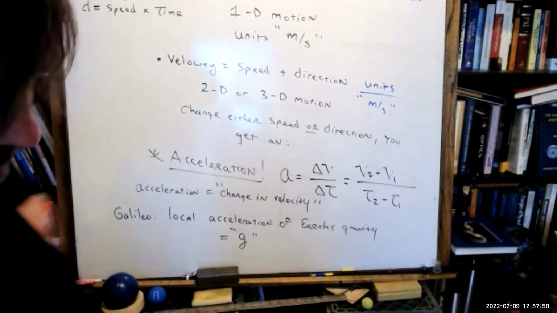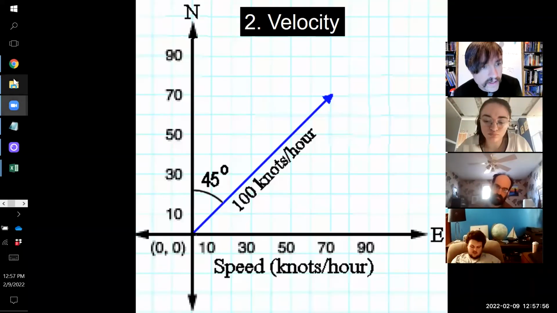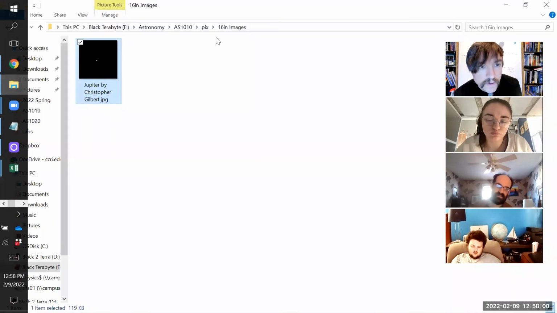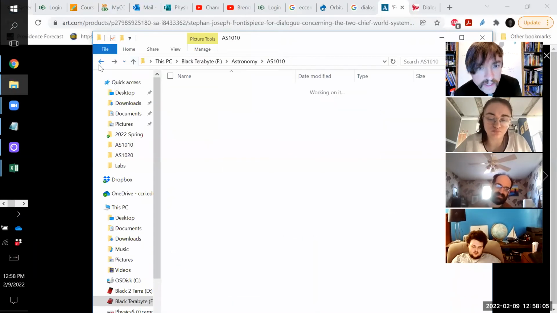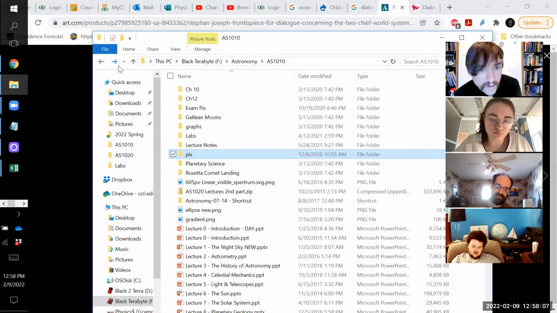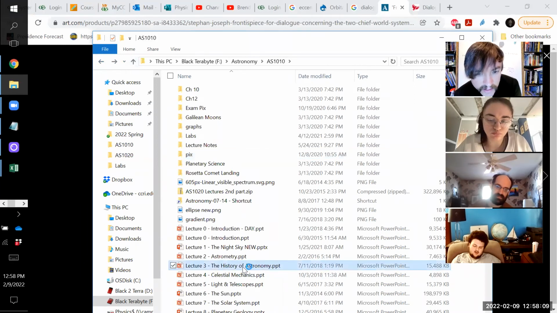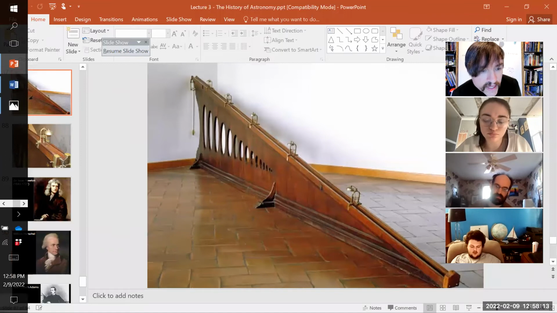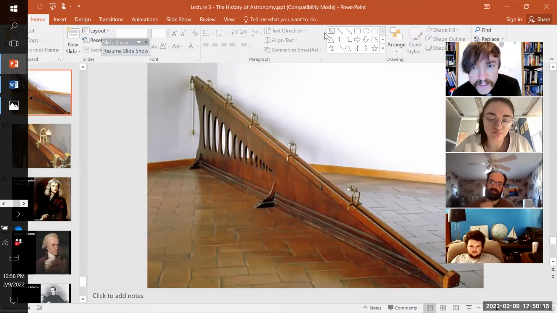Now, famously, when Galileo discovered the local acceleration of gravity, I wish I hadn't, let's see here. I got rid of my lecture notes. I wish I hadn't done that. Oops. Let's see if I have that in the history of astronomy here. That'd be cool. Oh yeah, here we go. So this is the device that Galileo used to do it.